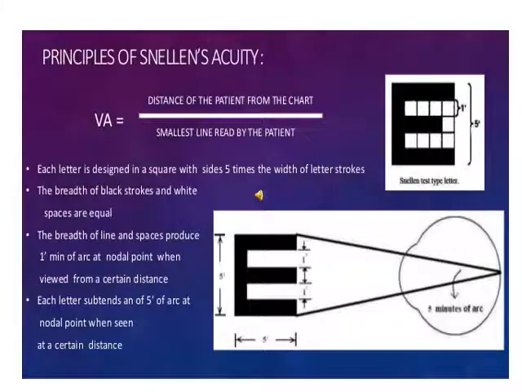When we start testing visual acuity for far vision, we make the person sit at a distance of 6 meters. So, if the person starts reading from above downwards and can read up to the 12 line, his visual acuity for that eye will be, visual acuity is the distance of the patient from the chart divided by the smallest line read by the patient. So, the distance of the patient from the chart is 6 meters because he is sitting at 6 meters, divided by the smallest line read by the patient, that is 12. So, now the visual acuity of the person for that eye will be 6 by 12.